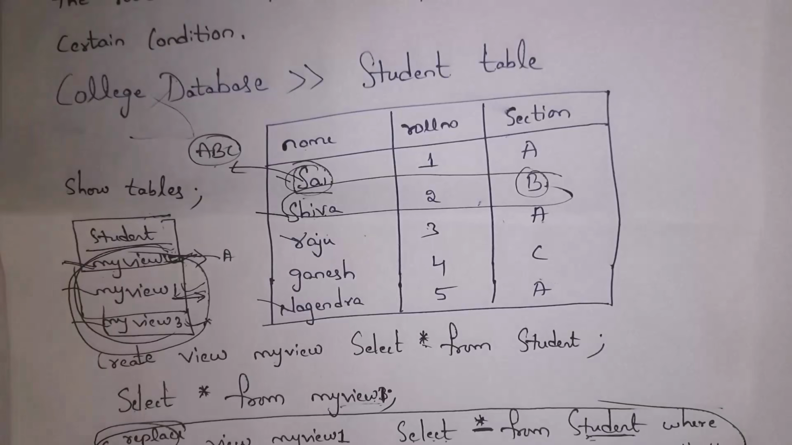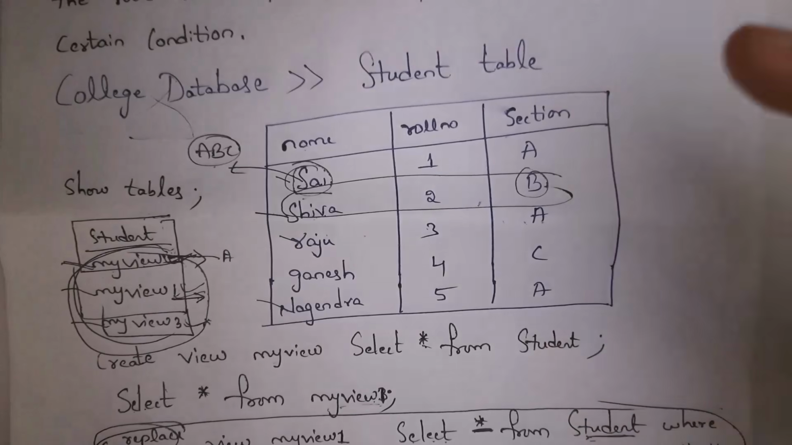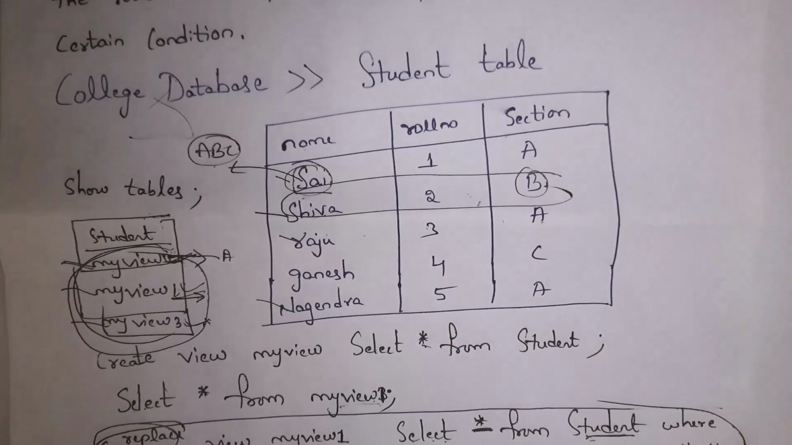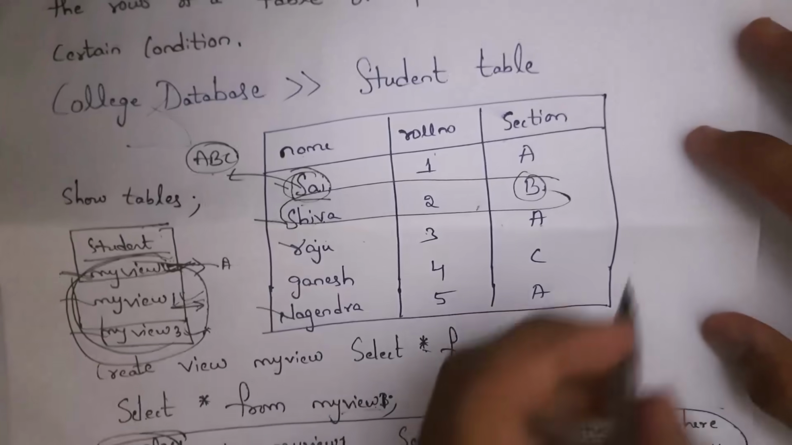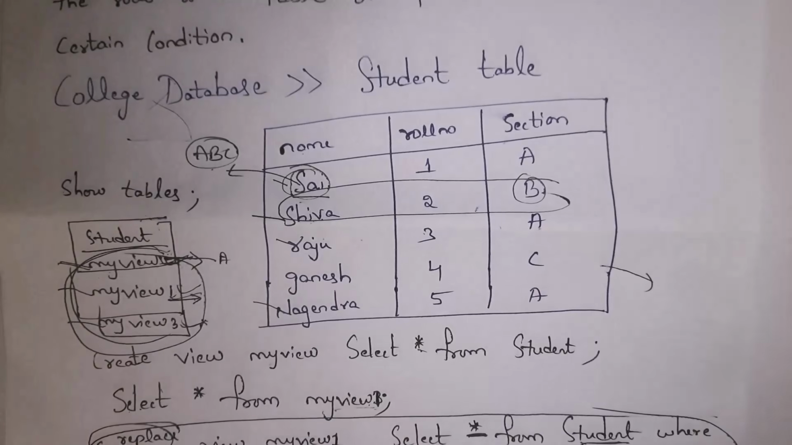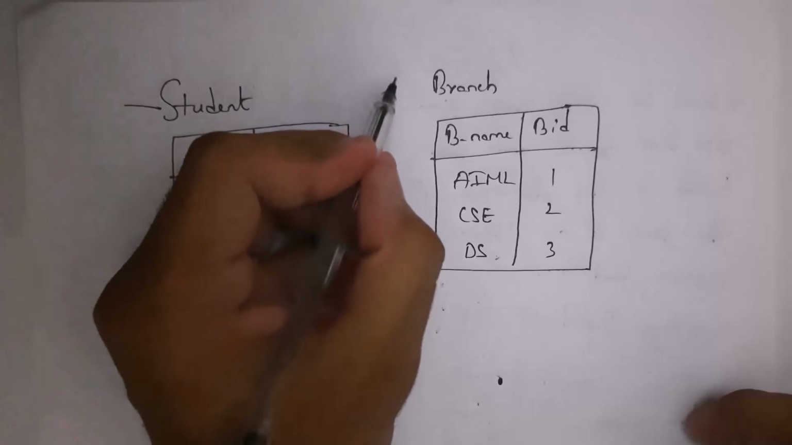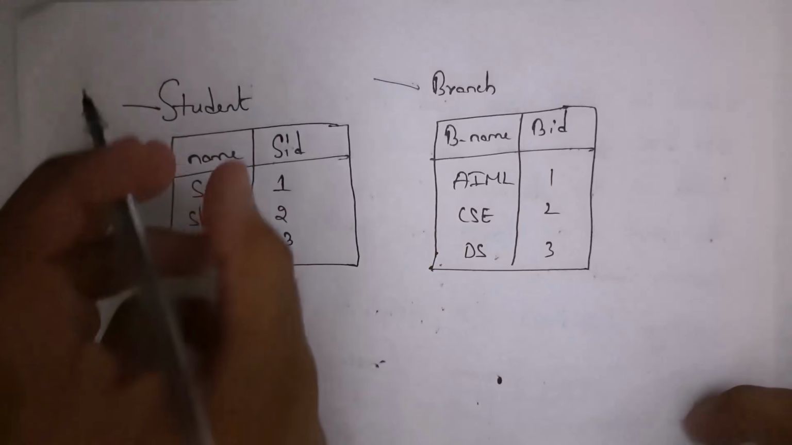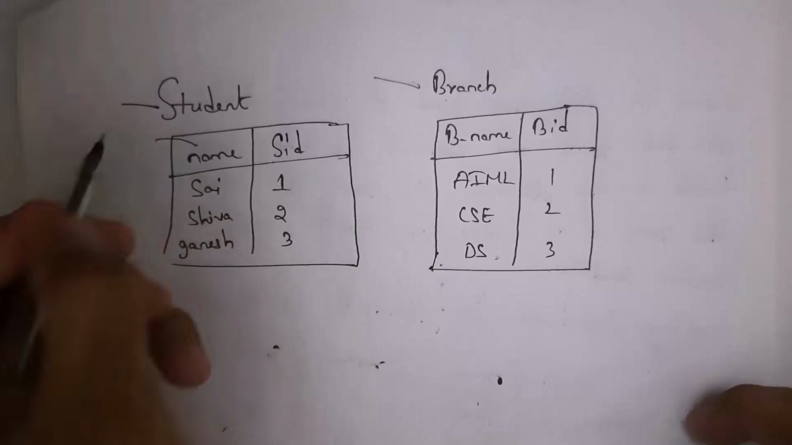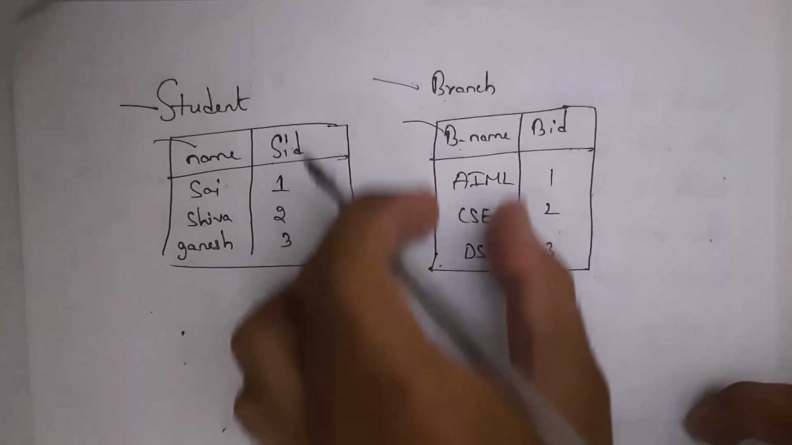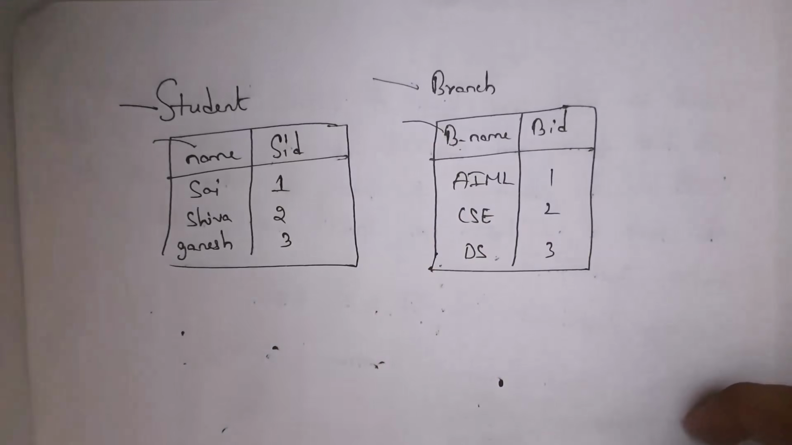Guys, if you create view by selecting only single table, then we call it as simple view. In this example, I created view by selecting only single table, that is student table. So if you create view by selecting single table, then we call it as simple view. If you create view by selecting multiple tables, then we call it as complex view. I will give example. For example, let us consider there are two tables. One table is student table and next table is branch table. Now I want to select a name column from the student table and I want to select a branch name column from this branch table. By selecting these two columns, I want to create one separate view. I will write code for this.